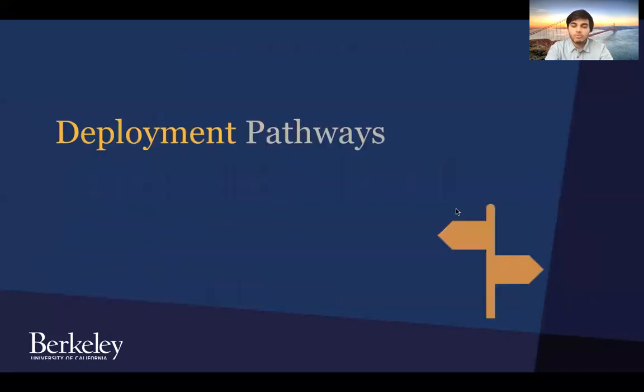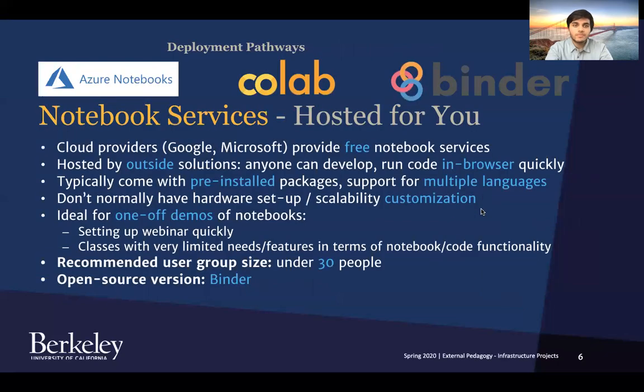So now we're going to go into the deployment pathways, the way in which you can actually deploy Jupyterhub. So first you can use notebook services, and these are actually hosted for you. So what that means is cloud providers like Google and Microsoft actually provide these free notebook services that are hosted by different outside solutions. So the point of that is pretty much anyone can develop or run this code in browser very quickly. And these come with different pre-installed packages and have a lot of support for different languages.